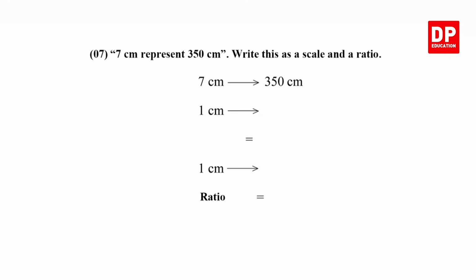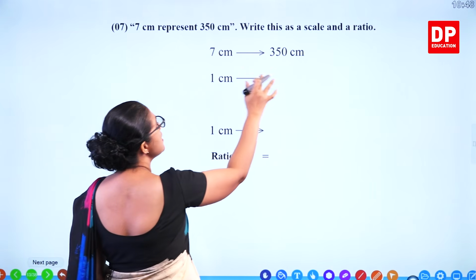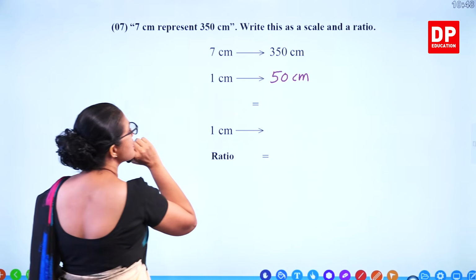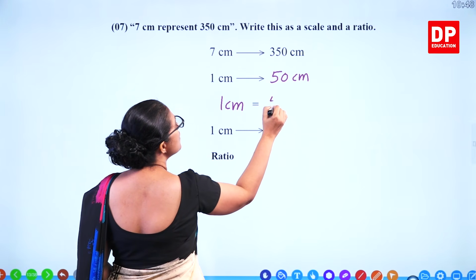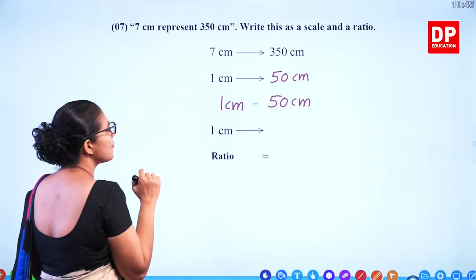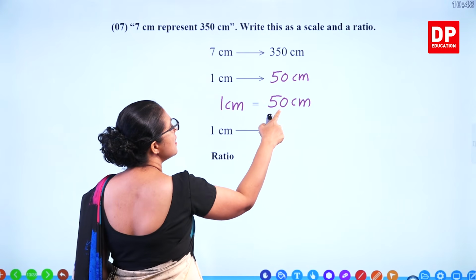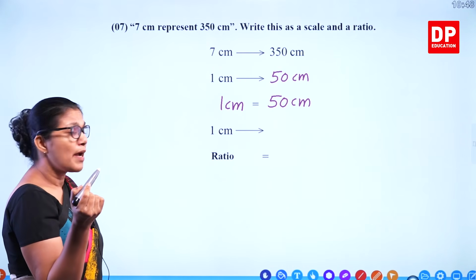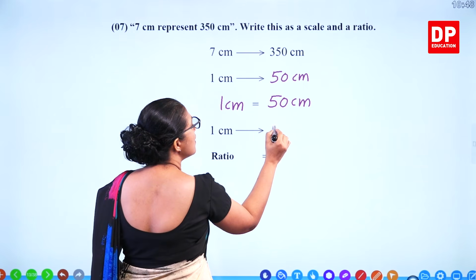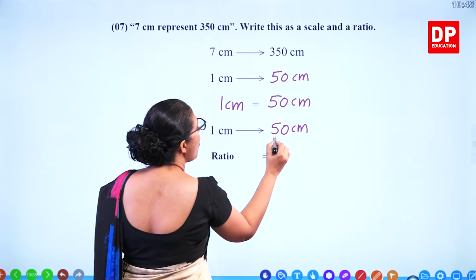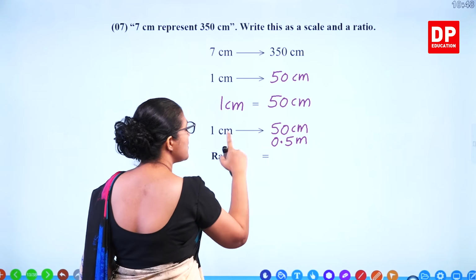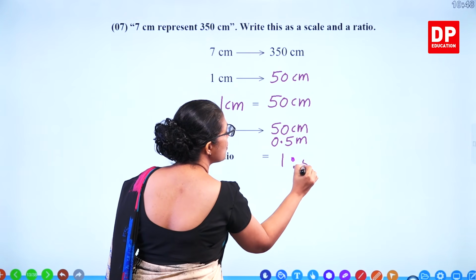7 centimeters represent 350 centimeters. Write this as a scale and a ratio. So you have to find out for 1 centimeter what's their length. So divide by 7. So that becomes 50 centimeters. So 1 centimeter is 50 centimeters. If you are writing in meters, you have to divide by 100, so 0.5. Either you can write 50 centimeters or 0.5 meters. So what's the ratio? We take both in centimeters, 1 to 50 ratio.